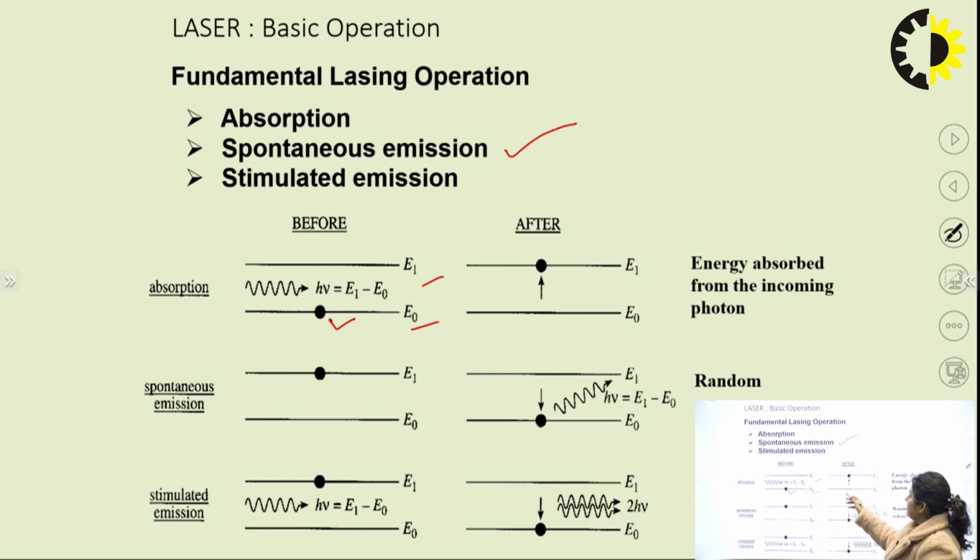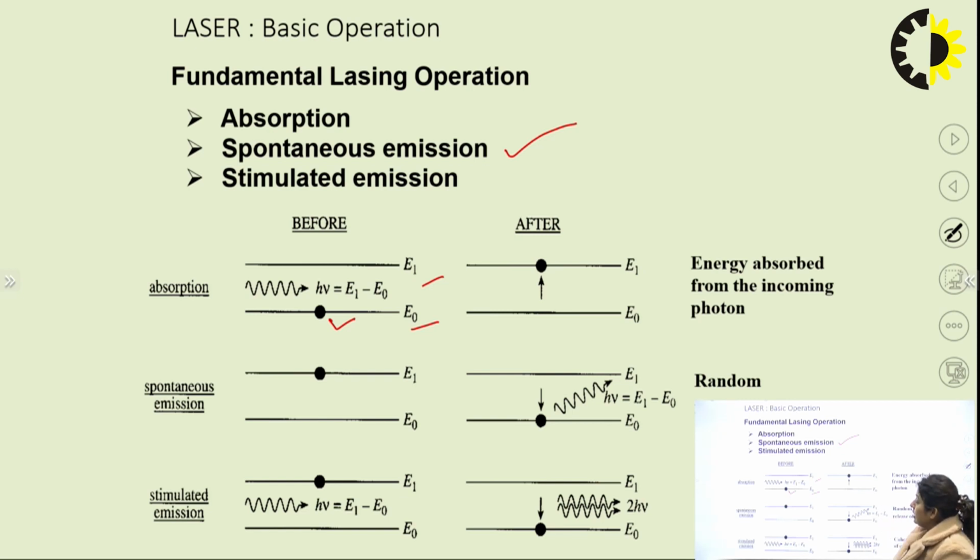Here we are showing the after diagram, which has the electron in the conduction band in the higher energy level. Similarly, for spontaneous emission, the electron has come to the higher energy level, then it will fall back to the lower energy level because it has a limited lifetime. As the electron falls to the lower energy state, it will again emit light in the form of h nu, with an energy difference of E1 minus E0.